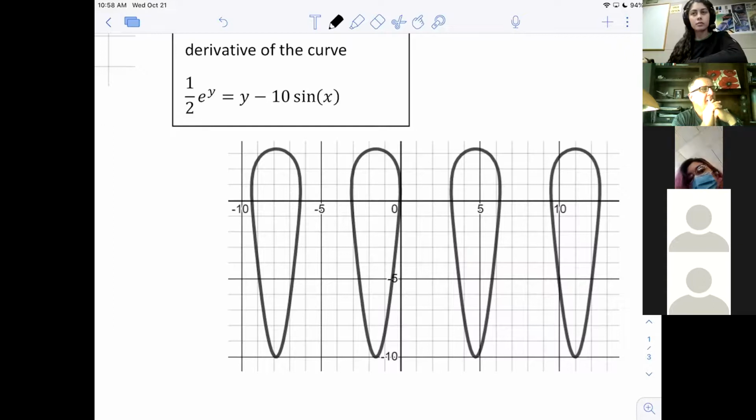Yeah. What you have to look at is this is a class of equations. And if you notice there's a 1/2 in front of the e to the y, and there's a 1 in front of the y, and there's a -10 in front of sine, you could mess with those numbers. And that's one of the things that's really fun about this. You can mess with those numbers and get a whole class of equations. And maybe if you messed with those, you wouldn't get these closed teeth anymore.